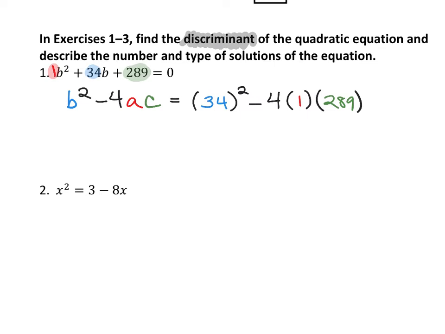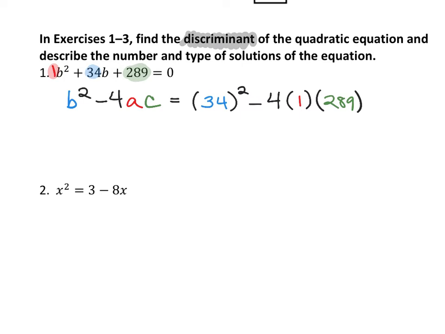So I'm going to start with an open parentheses. Open parentheses, 34, close parentheses, squared. Exactly as I have it written on my paper. Minus 4, open parentheses, 1, close parentheses, open parentheses, 289, close parentheses. Do you see how it's exactly how I have it written on my paper? If you go home and you use Desmos for these problems, the same thing will work, but you need all the parentheses for both the calculator and Desmos.